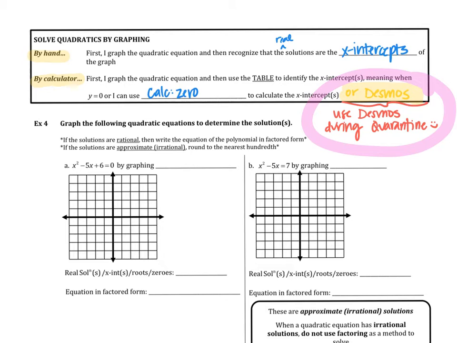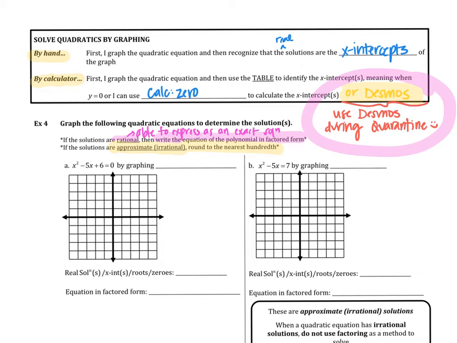So example 4 says, graph the following quadratic equations to determine the solution. If the solutions are rational, so this is a new word for us, we're going to then write the equation of the polynomial in factored form, okay? And what rational solutions mean is that we are able to express it as an exact solution, okay? Versus if they're approximate, we're going to round to the nearest hundredth.